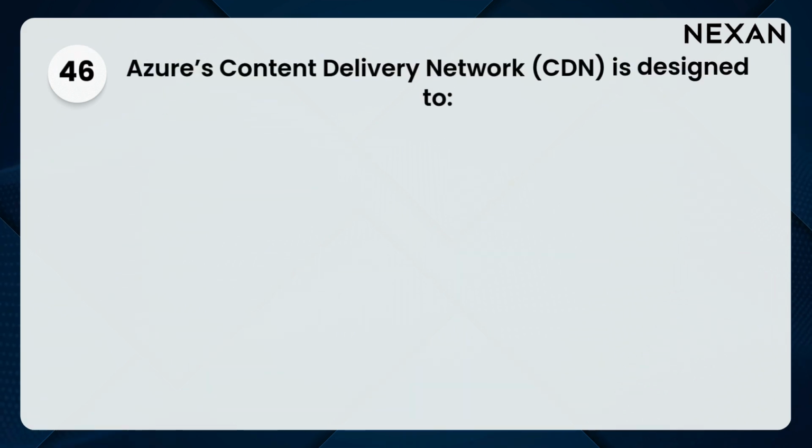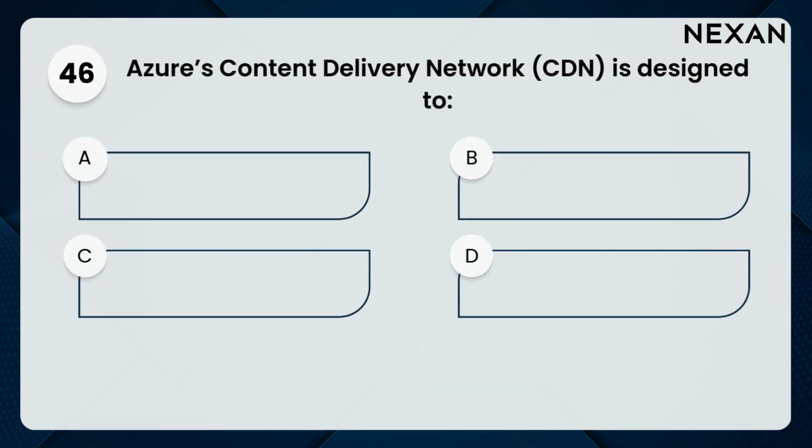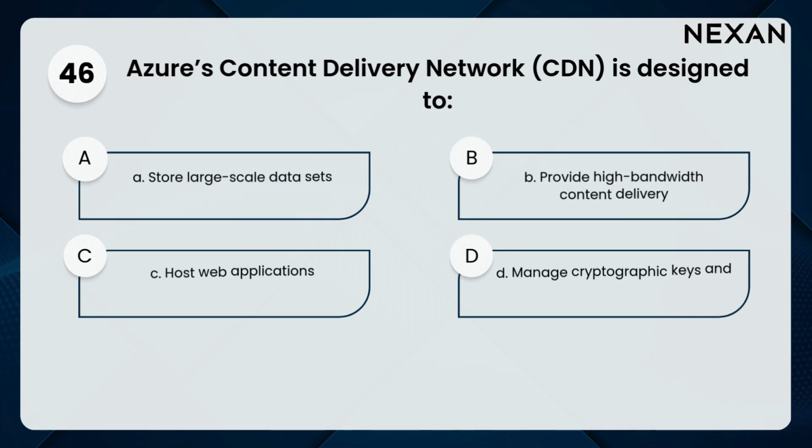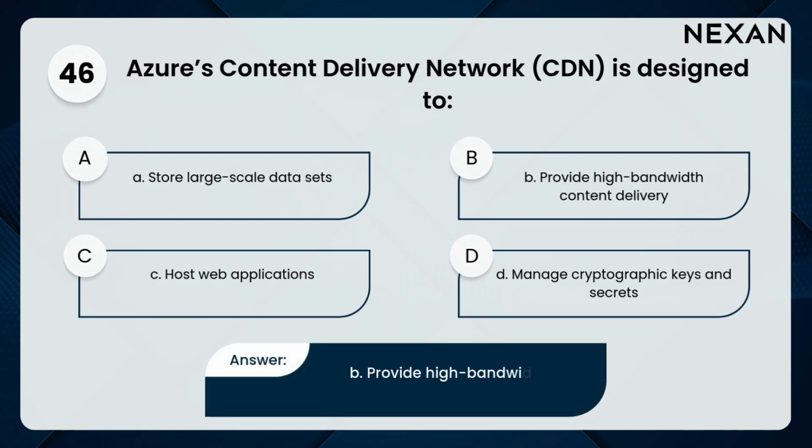46. Azure's content delivery network is designed to: A. Store large-scale data sets, B. Provide high bandwidth content delivery, C. Host web applications, D. Manage cryptographic keys and secrets. Answer: B. Provide high bandwidth content delivery.